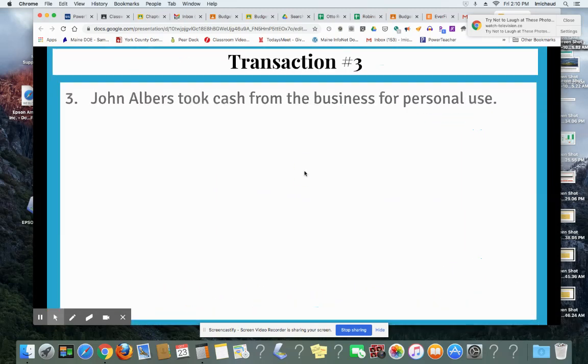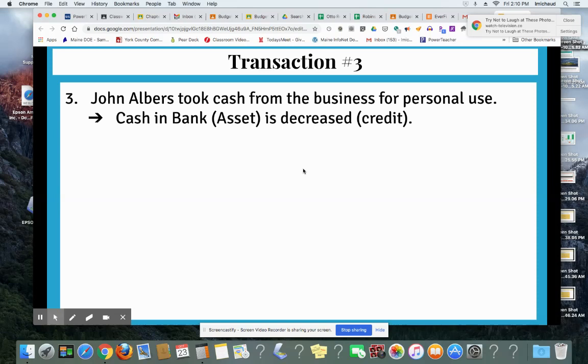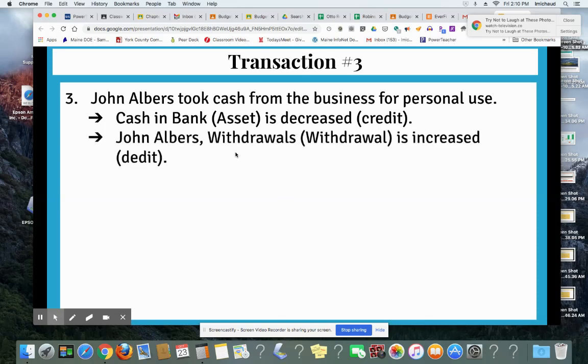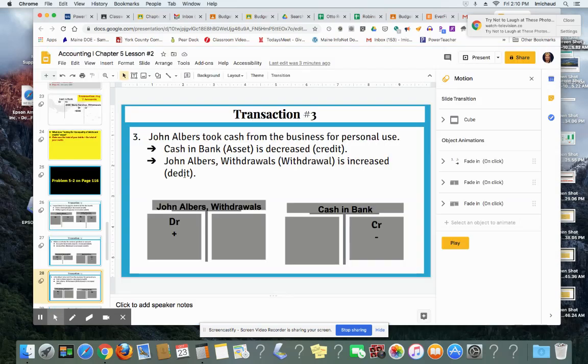Let's try number 3. John Albers took cash from the business for personal use, which you can do. So we have less cash than before, so that's decreased, and you decrease an asset by crediting it. And John Albers' withdrawal is increased or debited. Oops, let me correct that spelling error right now. So you want to debit it.